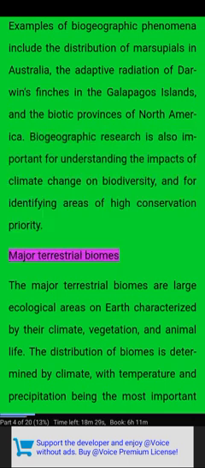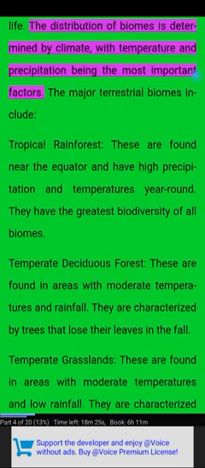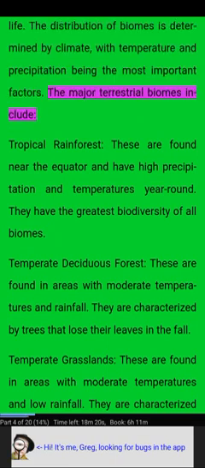Major terrestrial biomes. The major terrestrial biomes are large ecological areas on Earth characterized by their climate, vegetation, and animal life. The distribution of biomes is determined by climate, with temperature and precipitation being the most important factors. The major terrestrial biomes include tropical rainforest. These are found near the equator and have high precipitation and temperatures year-round. They have the greatest biodiversity of all biomes.